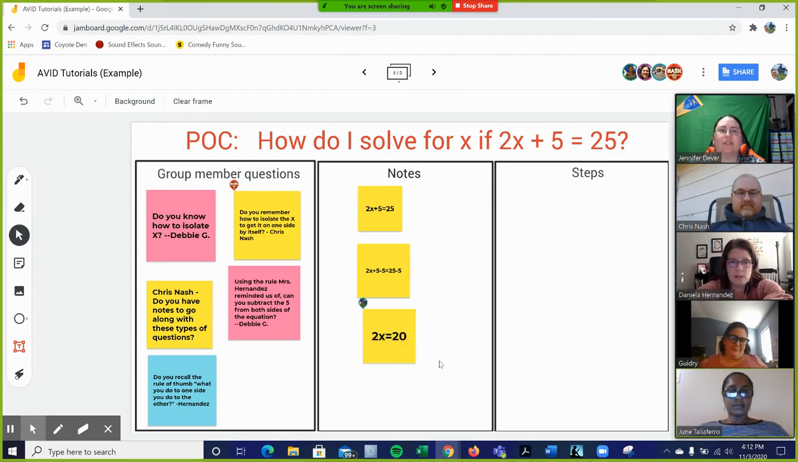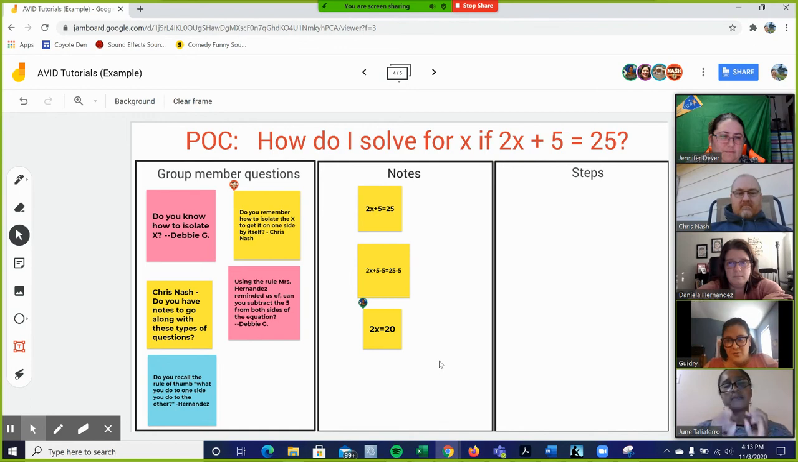So what other questions can our group members ask to help Ms. Talaferro complete our solving for x? Ms. Talaferro, do you remember what you need to do to isolate the x to get it on one side all by itself? Do you remember that step, what that is? Well, I remember that 2x is the same as 2 multiplied by x, but I'm not sure how to do it on both sides. Do I multiply on both sides, or?